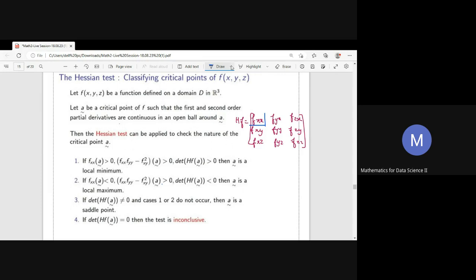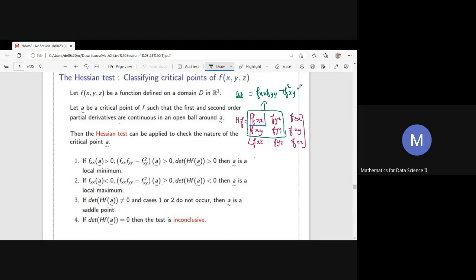What is this part here? This part is the determinant of the first four. I mean, the determinant of this part, right? What is the determinant of this part? It is fxx fyy minus fxy the whole square. Fyx.